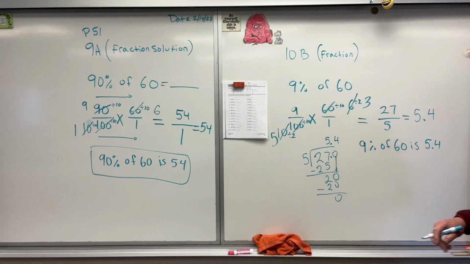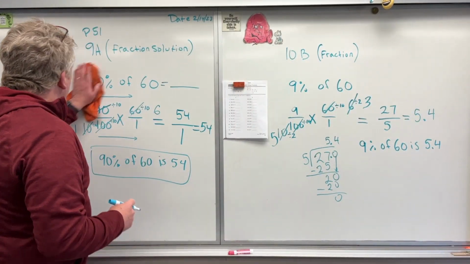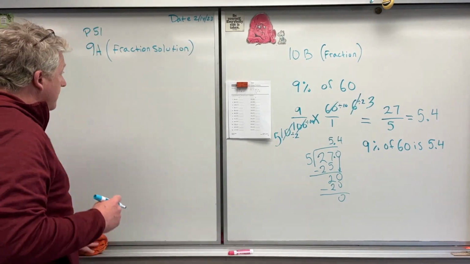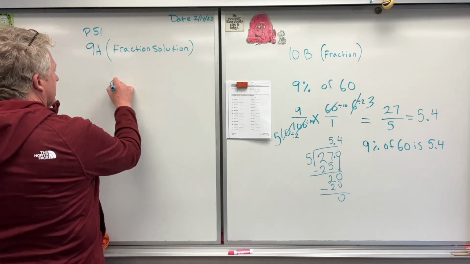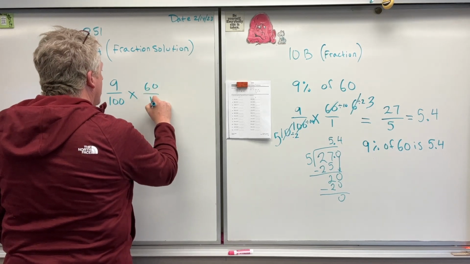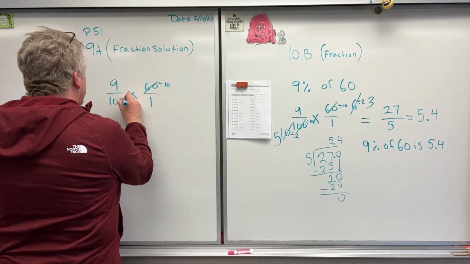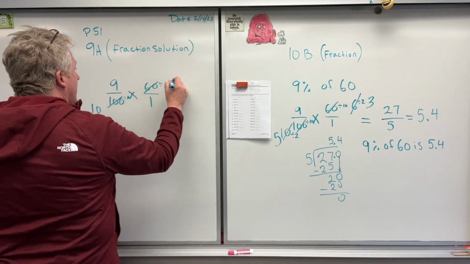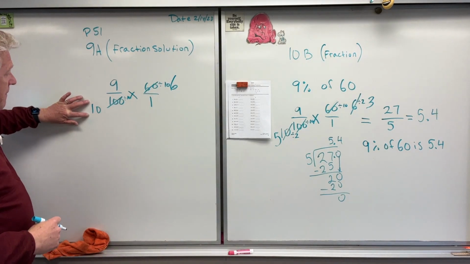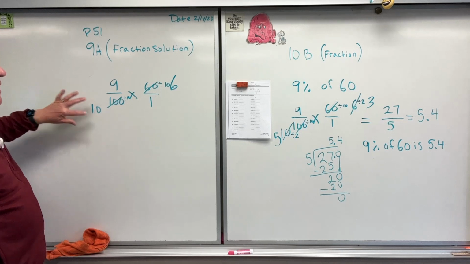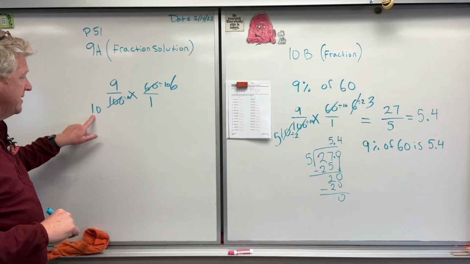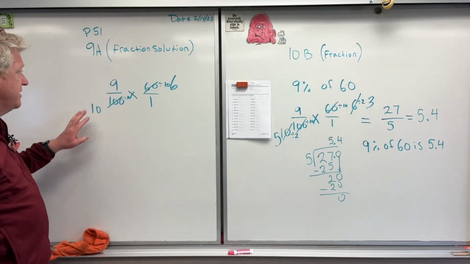All right, I'm going to erase this over here and do one quick thing about that problem that maybe some of you noticed. We started off with 9 over 100. We had times 60 over 1. We divided by 10, divided by 10. Now we had a 10 here and a 6 here. Remember that when you are dividing by 10 or dividing by 100, you simply can move that decimal point over 1 spot if it's divided by 10, or move that decimal point 2 spots over if it's divided by 100.